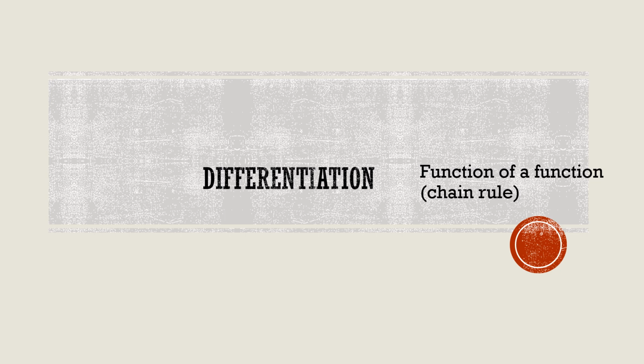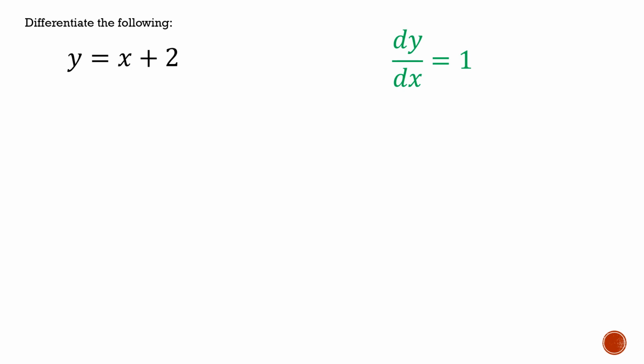Hello everyone. In this video, I am going to discuss differentiation of a function of a function, which is also known as the chain rule. Let's differentiate the following. You have y is equal to x plus 2. So differentiation of y is equal to x plus 2 would be dy over dx is equal to 1.